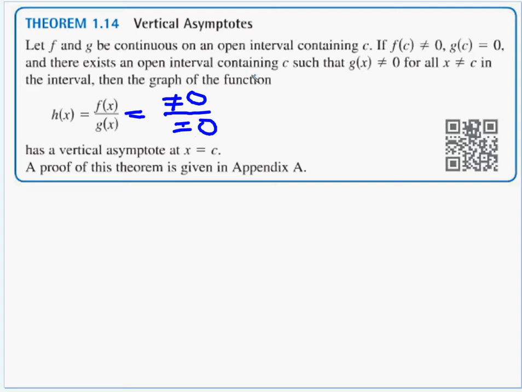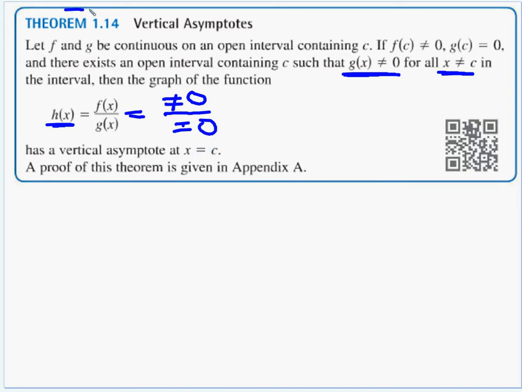And there exists an open interval containing c such that g of x is not equal to 0 for all points not c in that interval. Then the graph of the function, they're just calling the divided function h of x, f of x over g of x, that function will have a vertical asymptote at that c value.